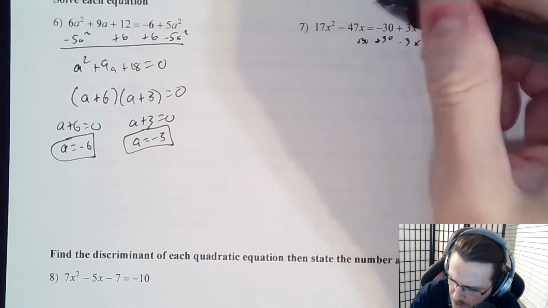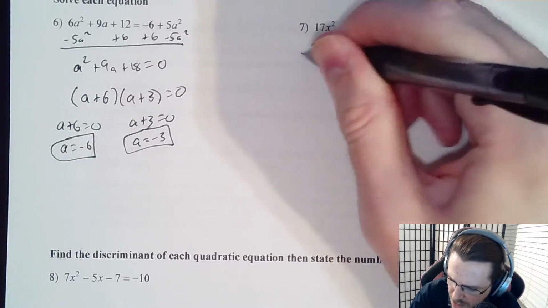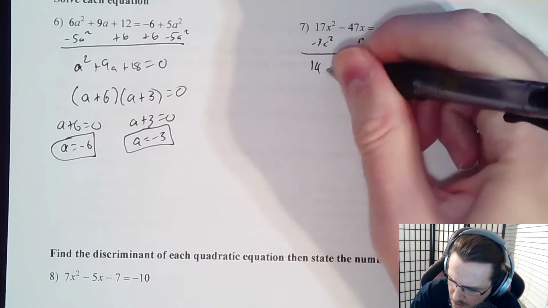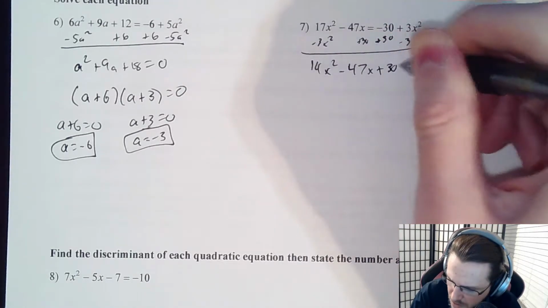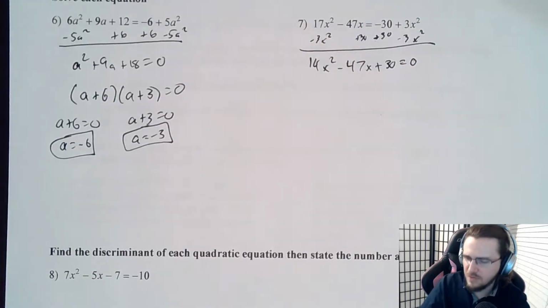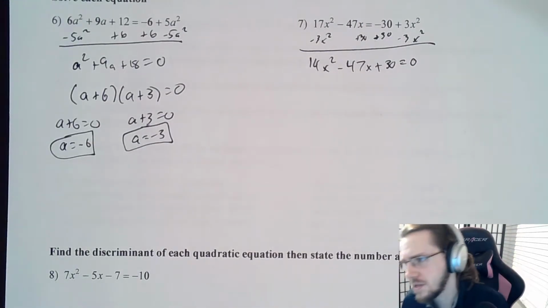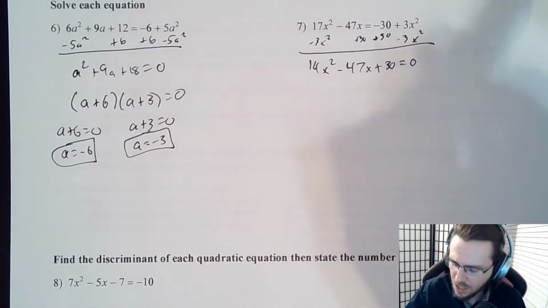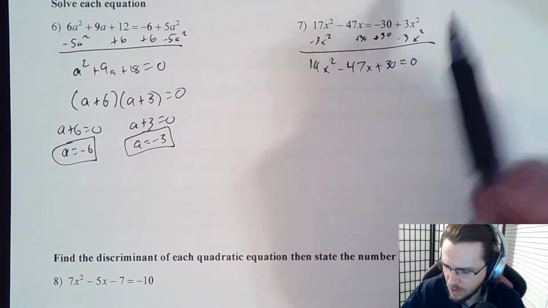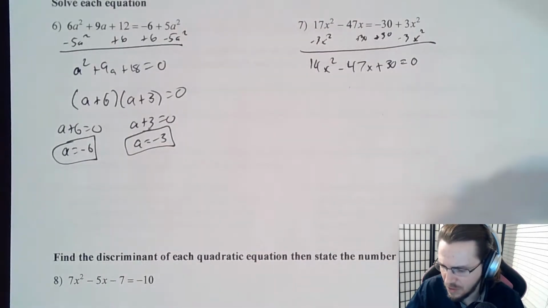Number 7. The reason why this one's not as easy is because when you move this over here, you don't end up with a number that's nice and neat up front. You get this absolutely awful looking thing of 14 and 47 and 30. And if I did my regular thing, I'd be doing 14 times 30. I get 420, trying to figure out what multiplies to 420 and adds to negative 47. And I don't want to do that. That's not part of my game plan right now.